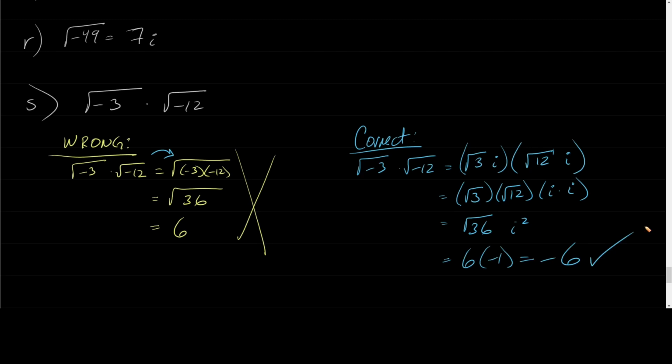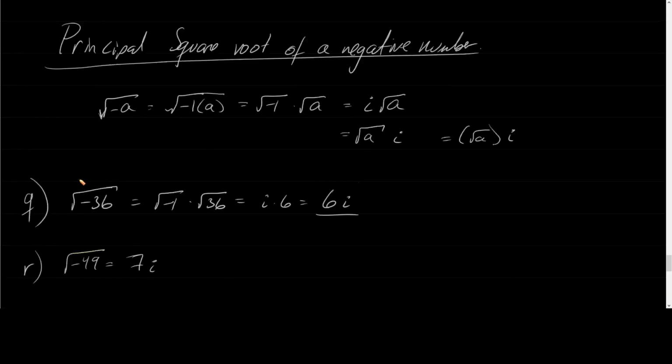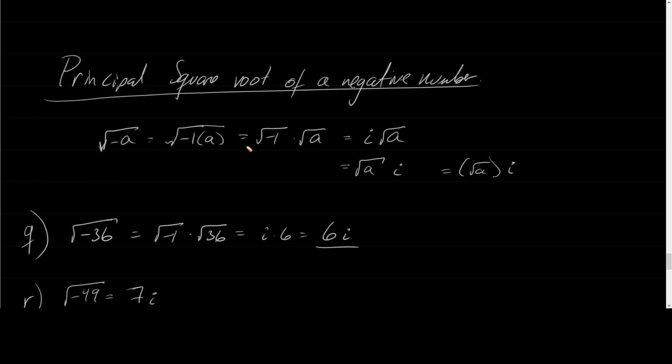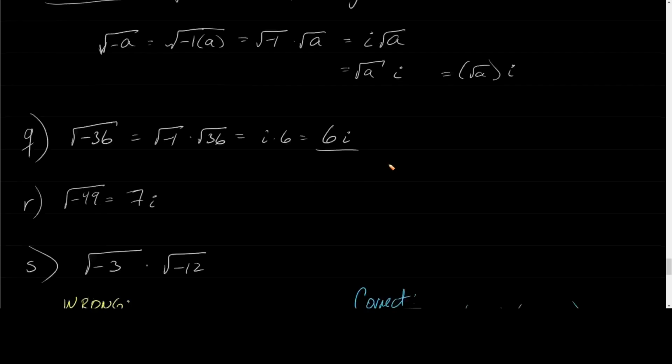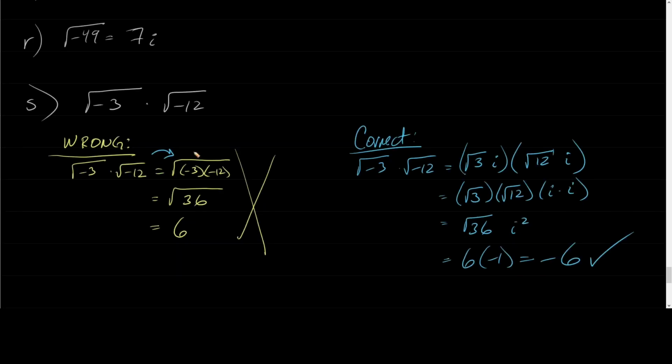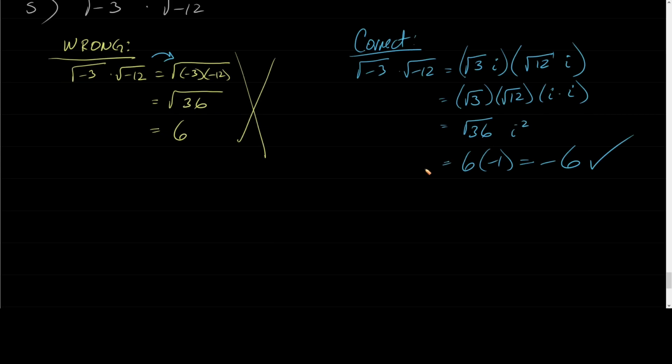So again, the mistake happened from the very first step on this side because you're completely ignoring the definition of the principal square root. You need to have it as i. If I have a negative in there, it becomes i times the square root of a, or the square root of a i. When you do it this way, you completely miss that. So make sure you do this.